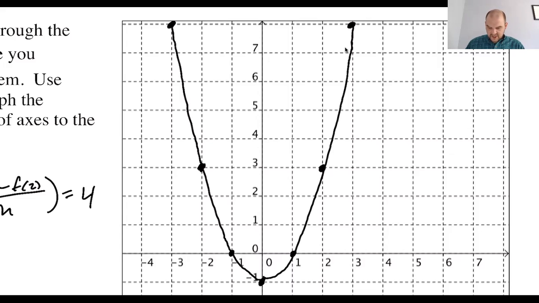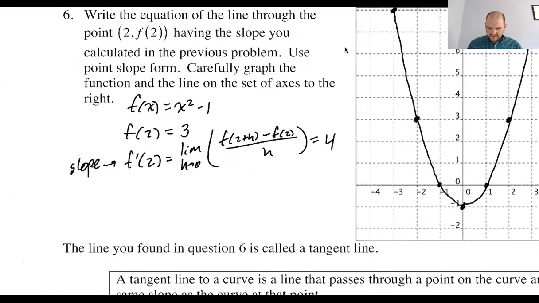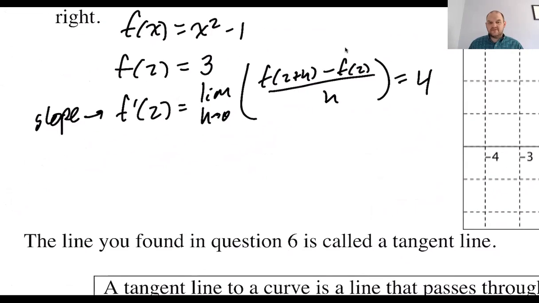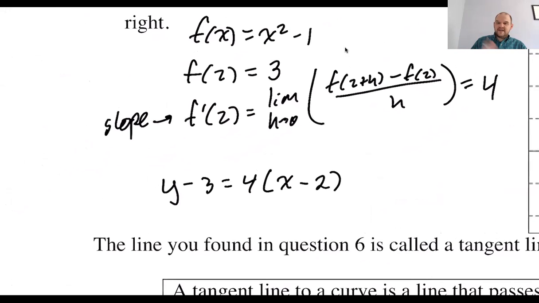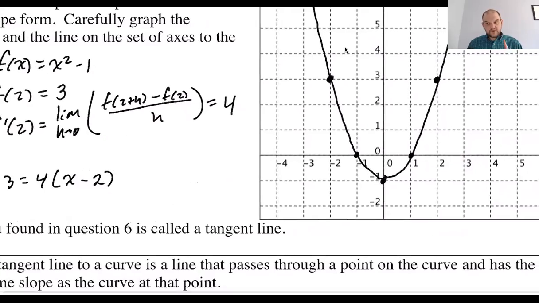So I'll switch colors at least. Now what I need to do is, I never wrote the equation of the line. Look at me, not answering questions. Okay, the equation of the line, we're going to use point slope, obviously. So it's going to be y minus 3 equals 4 times x minus 2. Okay, so this is called the tangent line. Tangent, same word that we use in trig. Secant, same word. Tangent, same word. They're related. I leave it up to you to figure out how. The internet can help you a lot with that.